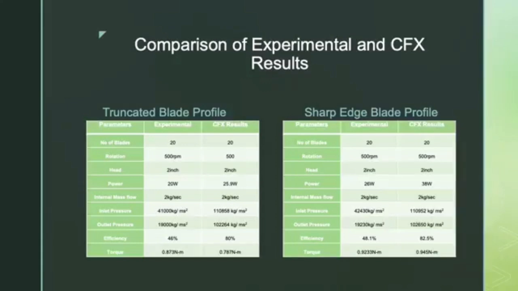While if we look at the results, power in experimental is 20 watt, while in CFX results 25.9 watt. Similarly, internal mass flow rate, inlet pressure, outlet pressure, efficiency, and torque are different. Difference in our results is due to losses and different errors in experimental setup. After analyzing both blades, we concluded from results that sharp edge profile is giving more power and is much more efficient than truncated.